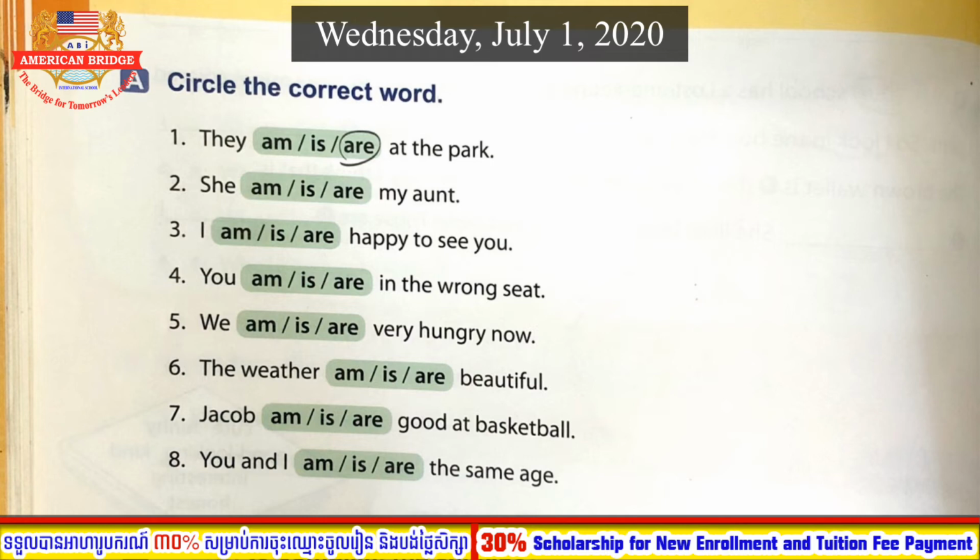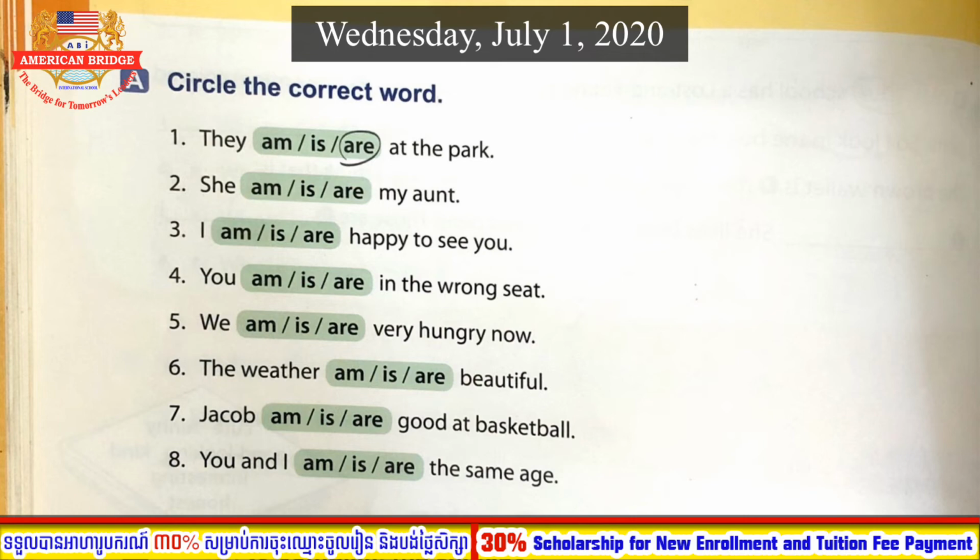Let's go to number 8, the last one. You and I am the same age. Is the same age or are the same age? Do you know the same age? The same age, it means that we have the same age. Example, I am 11 years old, you are 11 years old, so it means that we are the same age.